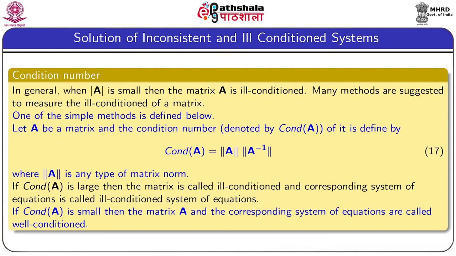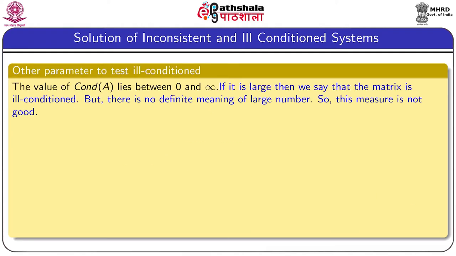If cond A is large, then the matrix is called ill conditioned and the corresponding system of equations is called an ill conditioned system of equations. If it is small, then the matrix is called a well conditioned matrix and the corresponding system of equations is called a well conditioned system of equations. The value of cond A lies between 0 and infinity. If it is large, then we say that the matrix is ill conditioned, but there is no definite meaning of a large number, so this measure is not suitable to identify whether a matrix is ill conditioned or not.